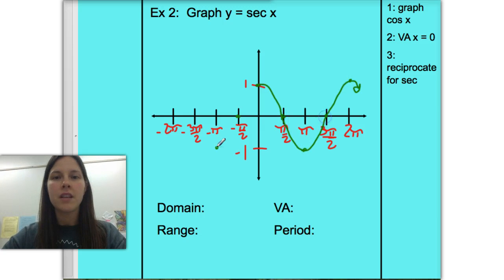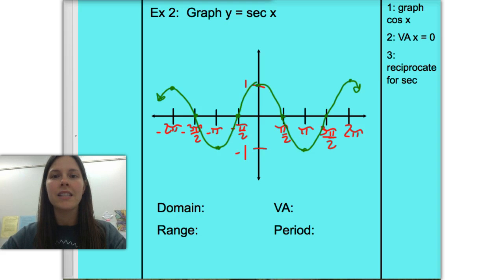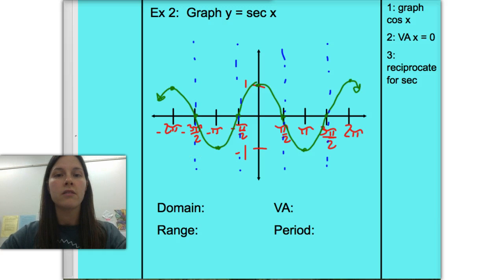And it does the same thing off to the left, intercept, minimum, intercept, maximum. And just like the cosecant function, the secant will be undefined everywhere the cosine function is 0, so we're going to create those vertical asymptotes at all the intercepts of the cosine function. And then we're going to take the reciprocal.